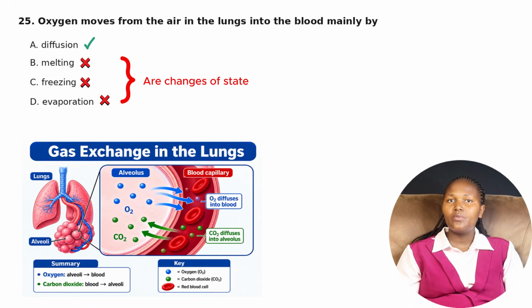Now, for your exams, when a question describes gases moving between the lung and the blood, always remember that the expected answer for that process is diffusion. Then now we go to question number 26.